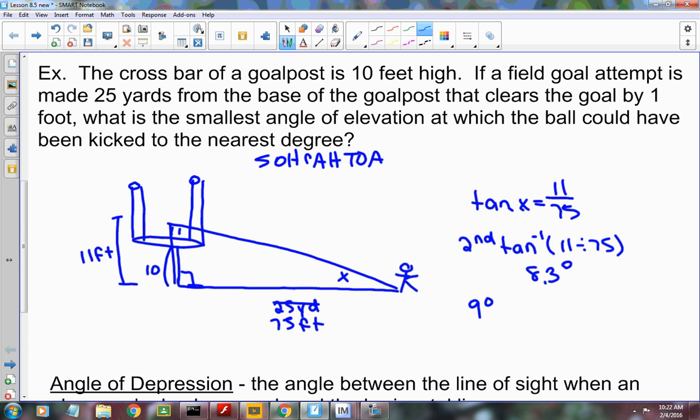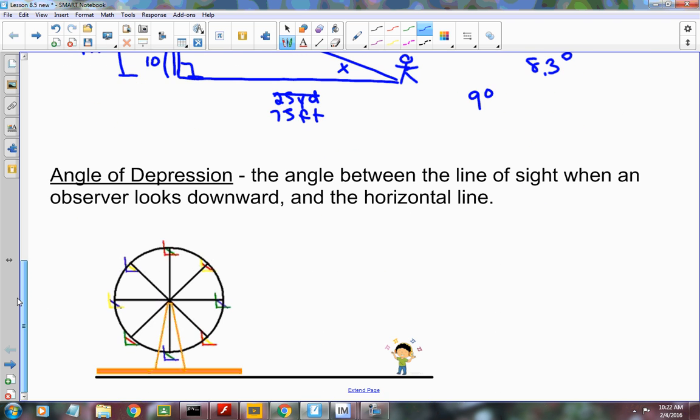All right, so that is angle of elevation. Now I want to talk about the angle of depression, okay? Your angle of depression is the angle between the line of sight when the observer looks downward and the horizontal line, okay? Let's say you're at the fair and you're up here on the Ferris wheel and you see your friend down below, okay?